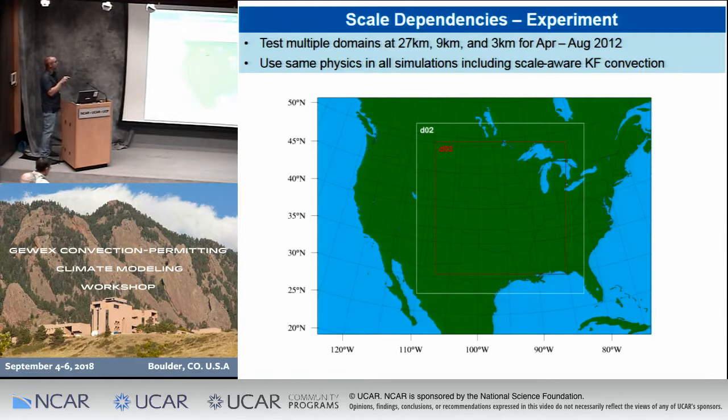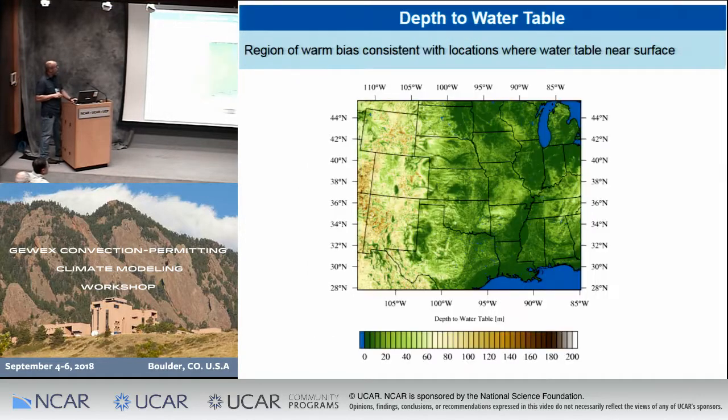I'm looking again at this summer of 2012. I'm using the same physics in all the simulations, and I'm using a scale-aware convection scheme. So even on the 3 kilometer, there's a scale-aware convection scheme running. Again, this is the same plot as before, but this is the depth of the water table. So this is the region that we're interested in seeing what the effect is.